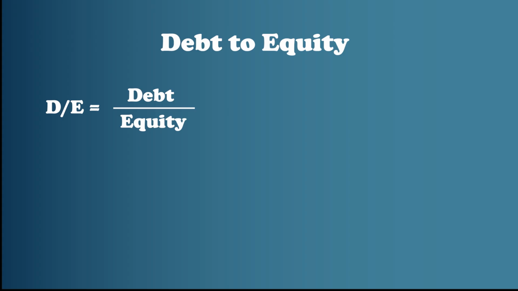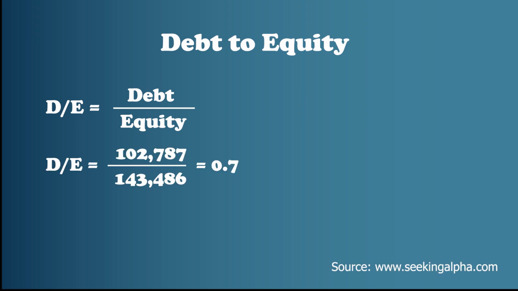For this, I just went to seekingalpha.com, searched for Novo Nordisk, and went to their balance sheet. And down in supplemental items, Seeking Alpha has calculated the total debt for us. Total debt for December 2024 is reported as 102,787 million. And in the balance sheet, you also look for stockholders' equity, which amounts to 143,486 million. Then we divide debt by equity, and that gives us 0.7.